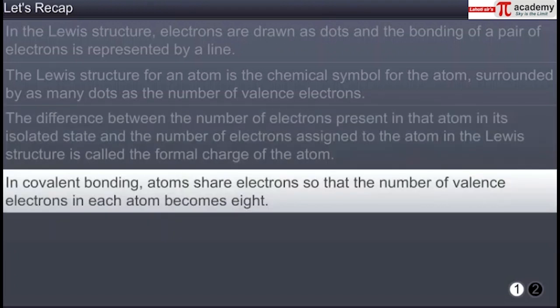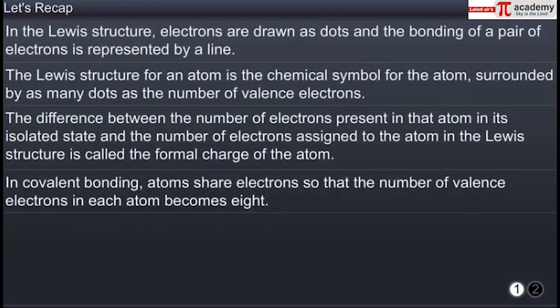The difference between the number of electrons present in that atom in its isolated state and the number of electrons assigned to the atom in the Lewis structure is called the formal charge of the atom. In covalent bonding, atoms share electrons so that the number of valence electrons in each atom becomes 8.